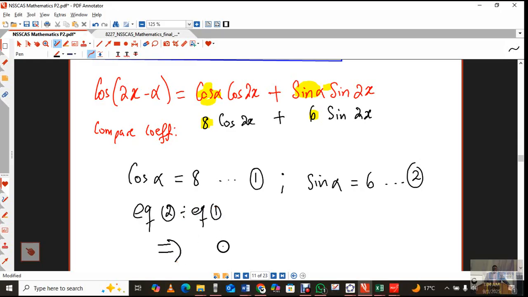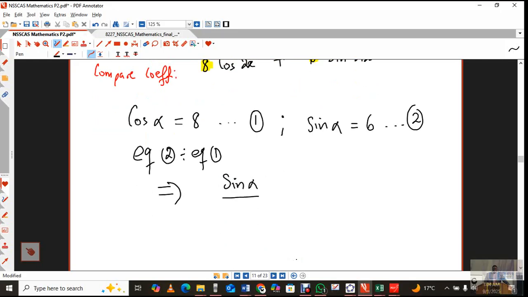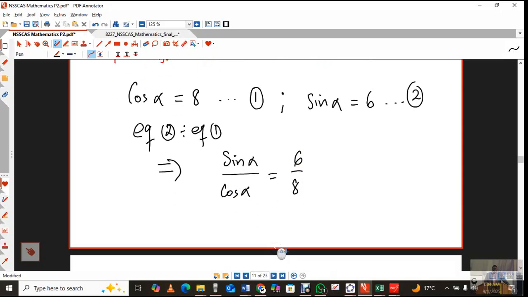What does that give me? That gives me sine alpha over cos alpha, that is equal to 6 over 8. Now, what is sine alpha over cos alpha? If you know, you know. It's tan alpha equals 6 over 8. You can actually simplify that to 3 over 4.